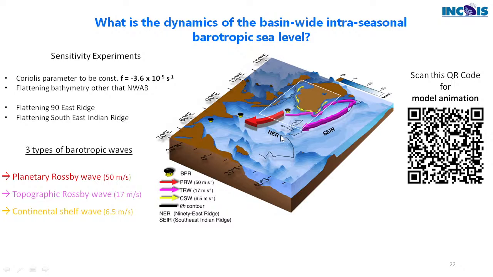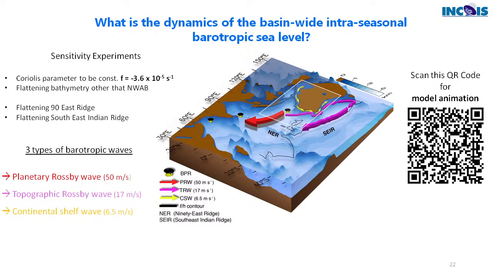And the ridges that I already told you about, the 90 East Ridge and the Southeast Indian Ridge, are very important, which basically block this variability from reaching the Southern Ocean. If these ridges were not there, it would spill out to the Southern Ocean, and the sea level rise that is happening as 6 to 7 centimeters would not be there. It will be very small.